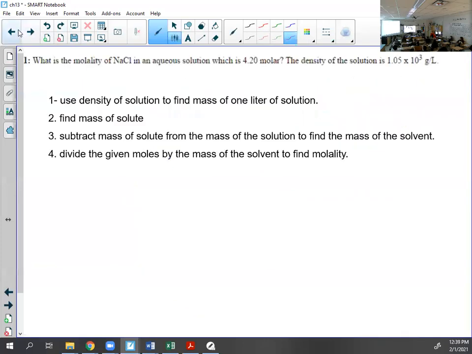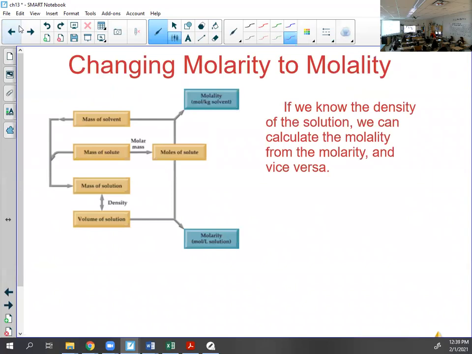Okay, now, most problems, they will give you either molarity and ask for molality, or they'll give you molality and ask for molarity, or there's a third option. It won't give you either. It'll ask you to calculate both given the amount of stuff and some volume. So we're going to work through all those. Yes, sir.